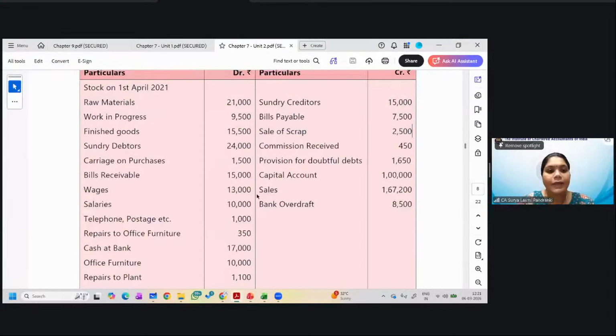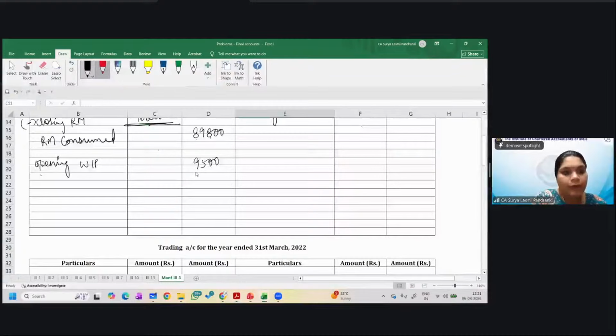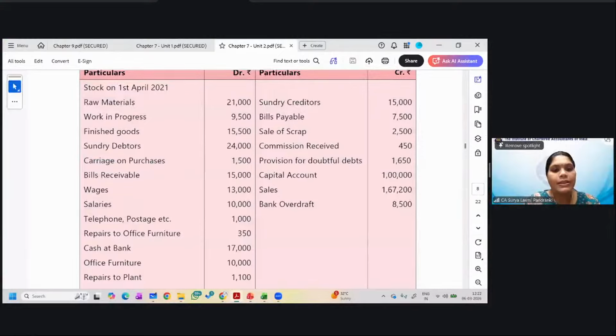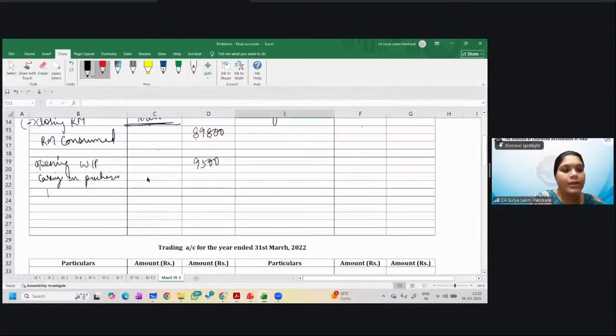Now, any other direct expenses or indirect expenses have to be included. So what are the expenses that we have here? Okay, we can't take debtors, right? We finished till here. Finished goods will not come here. Debtors we can't take. Carriage on purchases. This is an expense, nothing but the transportation charges, 1,500. What is the next item? Bills receivable will not come. Wages will come.